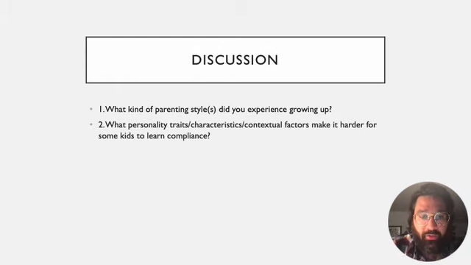So we'll wrap up here with a couple of discussion questions which will be relevant for your final reflection at the end of the semester. What kind of parenting style or styles did you experience growing up? So think authoritative, authoritarian, permissive, neglecting. What personality traits, characteristics, or other contextual factors make it harder for some kids to learn compliance or learn how to follow the rules? This will provide you a little bit of time to reflect in preparation for that final reflection.